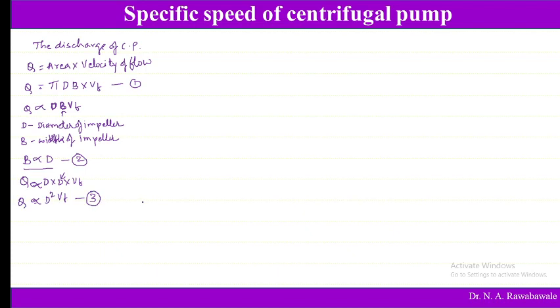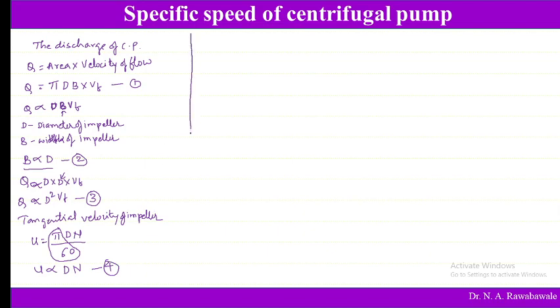Now what we know is the tangential velocity of the impeller is given by u is equal to pi d n divided by 60. This pi divided by 60 is constant. We can write u is proportional to d into n. We call this equation number 4. That is, tangential velocity is directly proportional to diameter and revolutions.